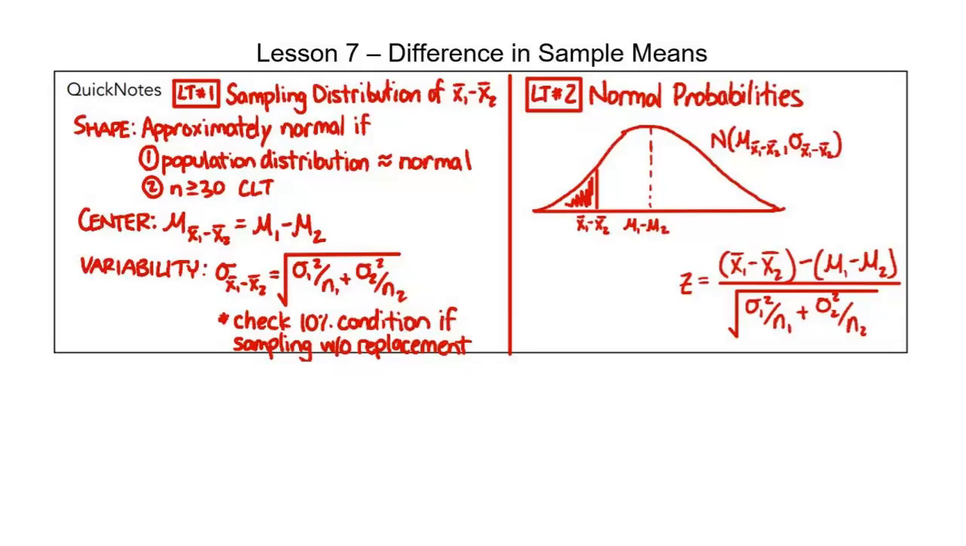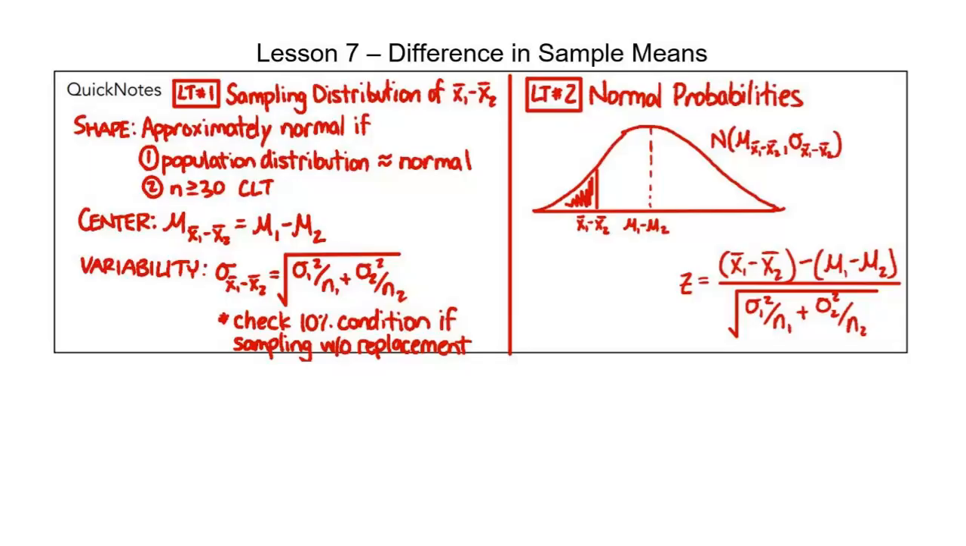Or we can check for the central limit theorem, where my sample is at least 30 or more. That has to be true for both of my sampling distributions when I'm looking at a two-sample mean situation. The center: I subtract the means, the two population means.